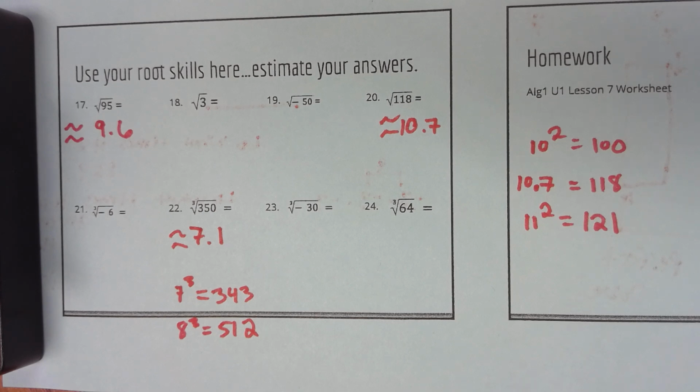The what? Yeah, so that's why this cubing right here had me focusing on the perfect cubes as opposed to the perfect squares. So if I were to take the cube root of 350, it is going to be approximately 7.1.